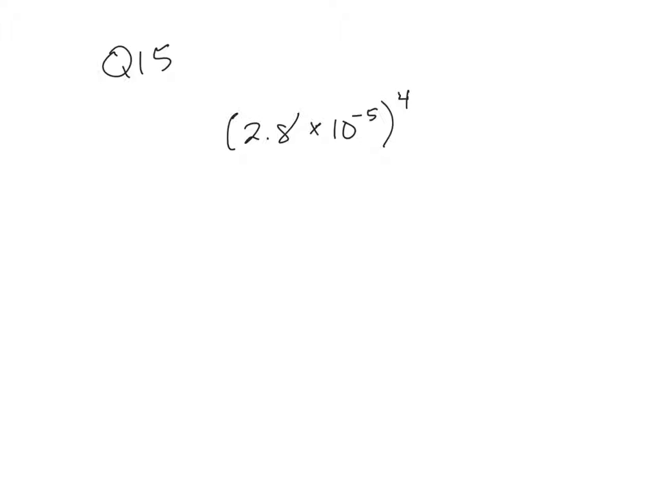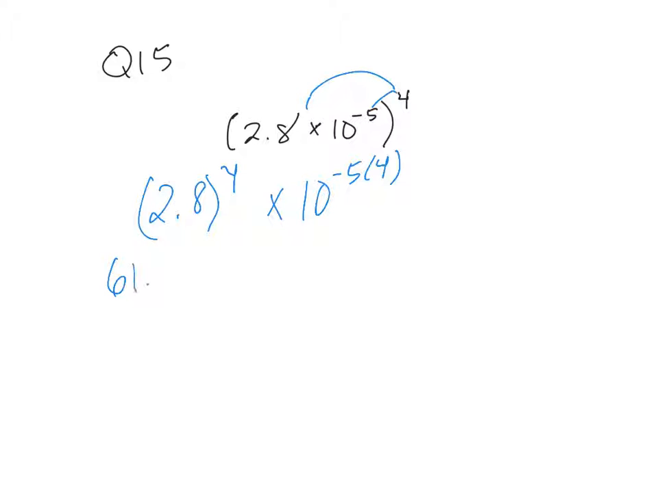So to solve this, we need to distribute the exponent. 2.8 to the 4th power times 10 to the -5 times 4. 2.8 to the 4th power, I would use the calculator for this problem, is 61.4656. Then 10 to the -5 times 4 is -20.